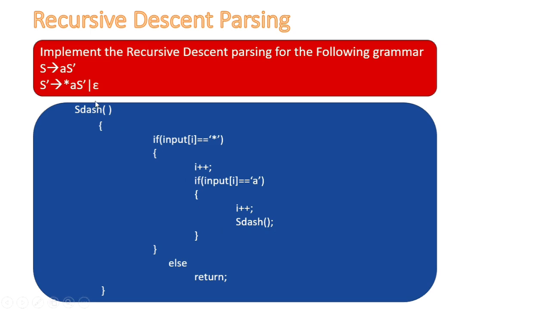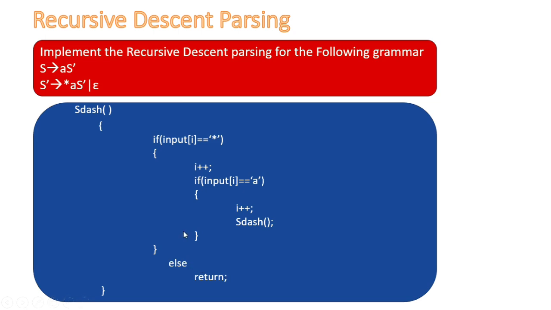Now S' can also have another production. If we are not meeting a star, then obviously it is epsilon. So we go to the else part and simply return. Epsilon is nothing, so we are simply returning. So this is the procedure called S'.